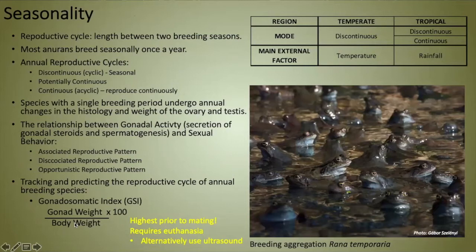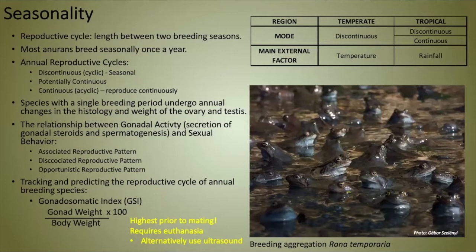Many Anuran species, either temperate, tropical, or subtropical, show seasonal reproductive patterns or activity, which we refer to as reproductive cycles. Usually this is the length between two breeding seasons. Most Anurans breed seasonally once a year. These cycles can be either discontinuous or cyclic, which are the seasonal species, or potentially continuous or continuous, which are acyclic, where the species reproduce continuously throughout the year.